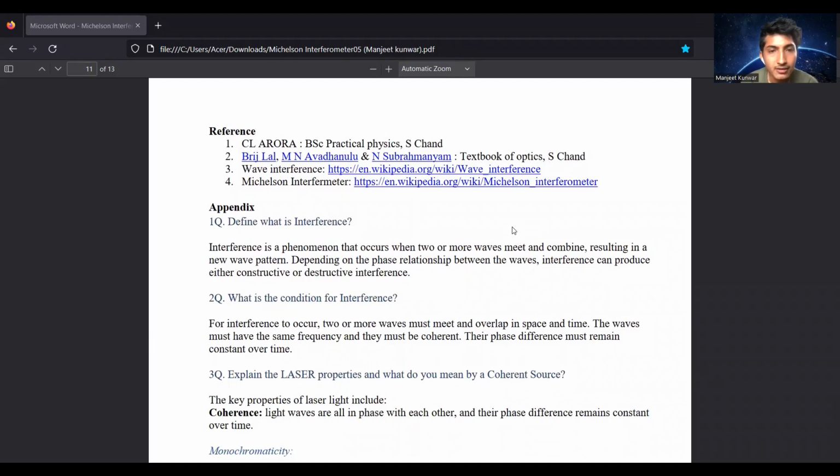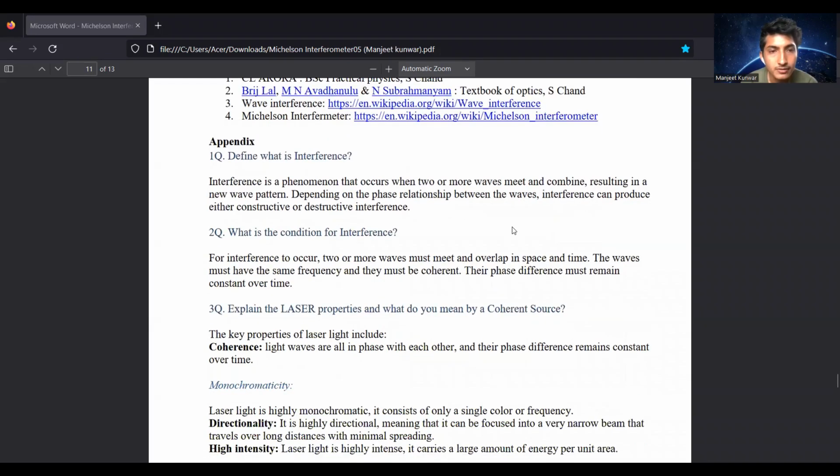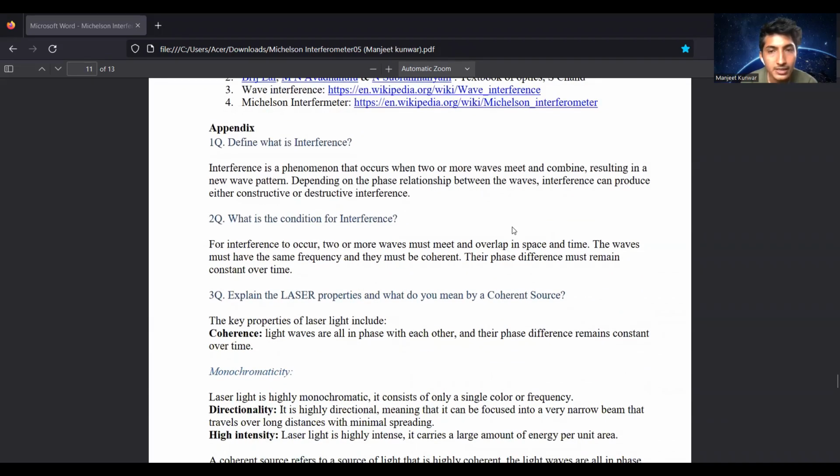Interference is a phenomenon that occurs when two or more waves meet and combine, resulting in a new wave pattern. Depending on the phase relationship between waves, interference can produce either constructive or destructive interference. Question 2. What is the condition for interference? For interference to occur, two or more waves must meet and overlap in space and time.